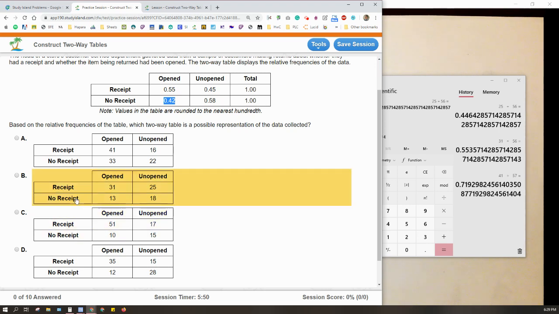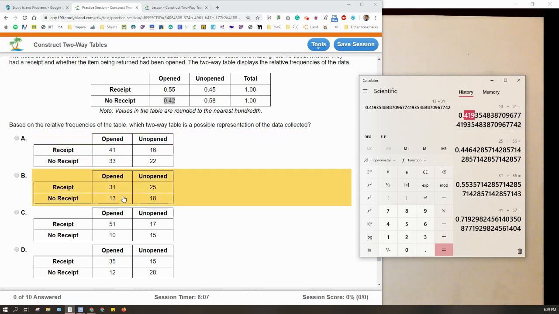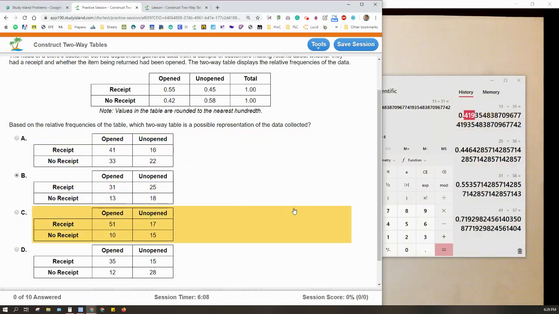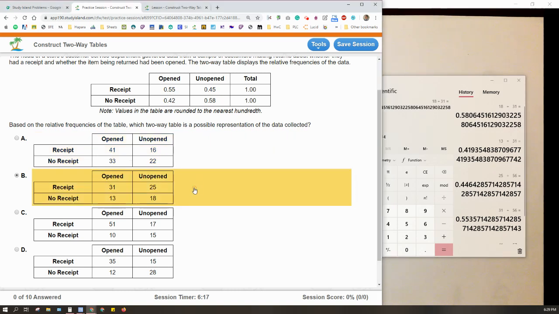So what is the total for the no receipt row? 13 plus 18 is 31. So what percent is 13 out of 31? 13 divided by 31 is equal to 0.419, which again would round to 42%. So this is going to be our answer. 18 out of the same 31 is going to round to the 58%. So there we go. B is our answer.